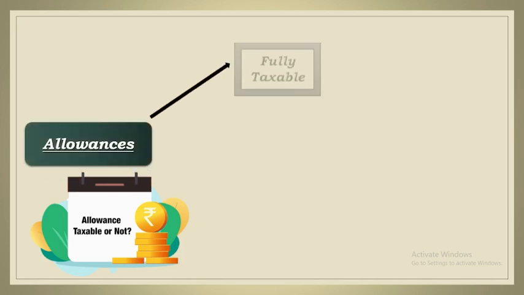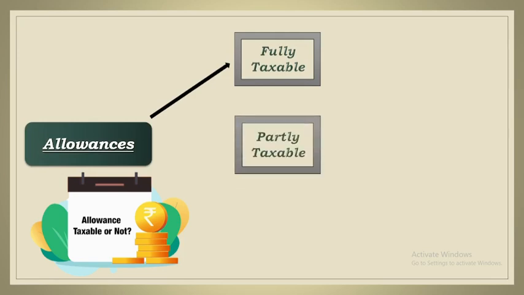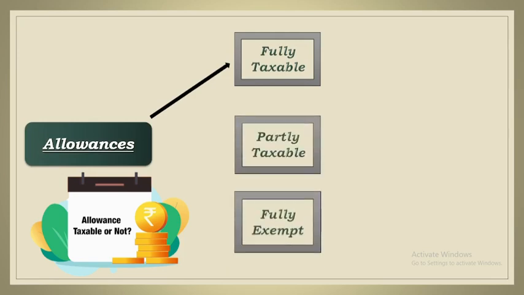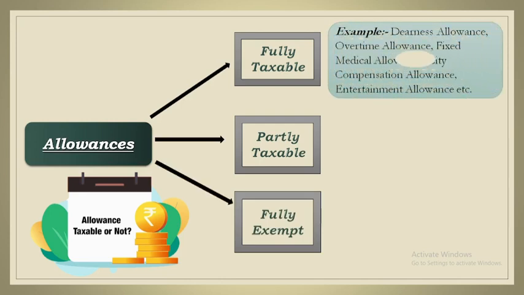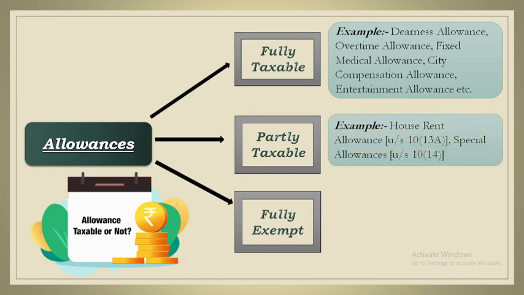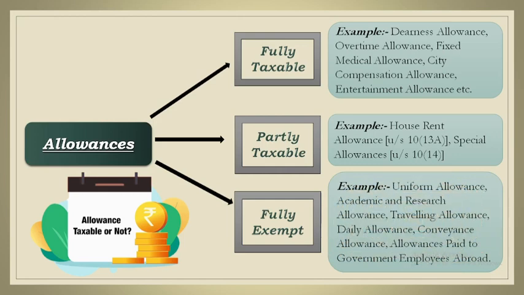Allowances: fully taxable, partly taxable, fully exempt. Example: dearness allowance, overtime allowance, fixed medical allowance, city compensation allowance, entertainment allowance, etc. Example: house rent allowance under Section 10(13A), special allowances under Section 10(14). Example: uniform allowance, academic and research allowance, traveling allowance, daily allowance, conveyance allowance, allowances paid to government employees abroad.